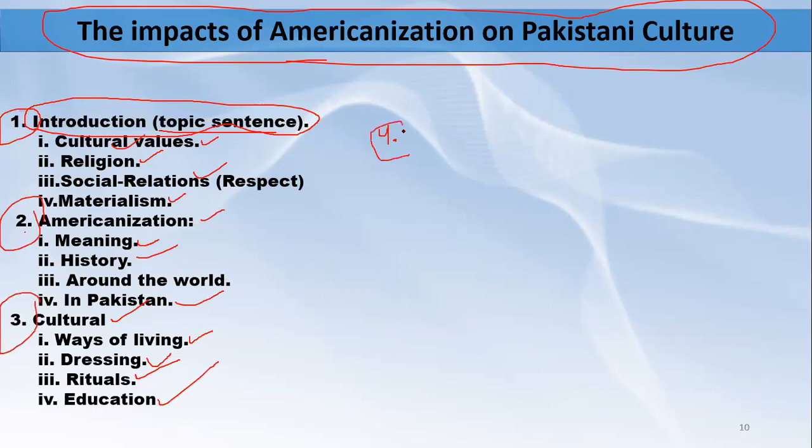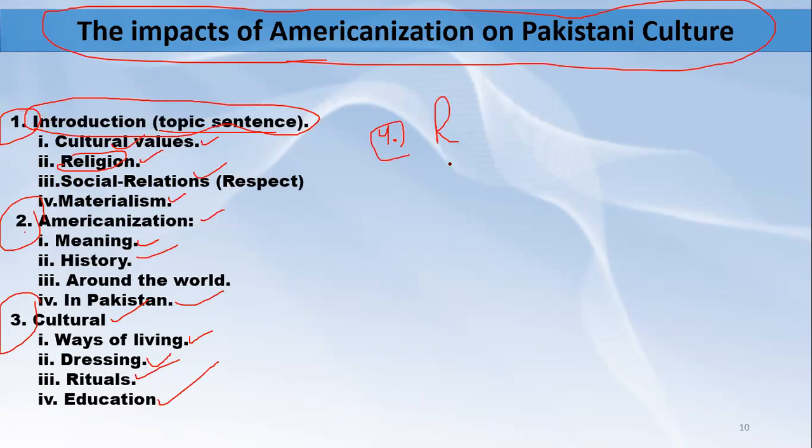Here we have body paragraph number 3. That will be about religion. Fine, so here we may write religion. Then we may write down the basic points which we will be discussing in our essay regarding the impacts of Americanization on Pakistani religion or religions.